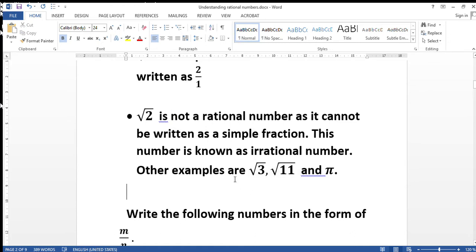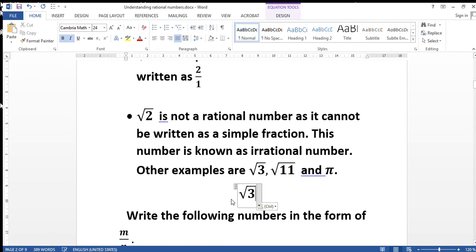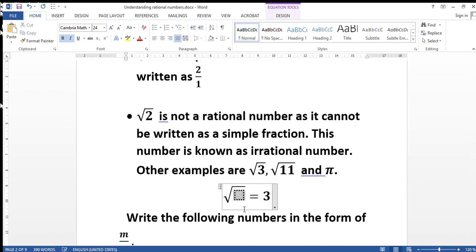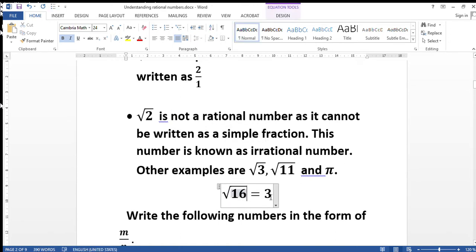Unless we have, let's say, square root of 9. Square root of 9, we can have the answer of 3. So this 3 here, we can now write as a rational number, or a simple fraction. That will be 3 over 1. And also we have square root of 16. Square root of 16, we have a 4 after we take the square root. So again, we can write this as a simple fraction.